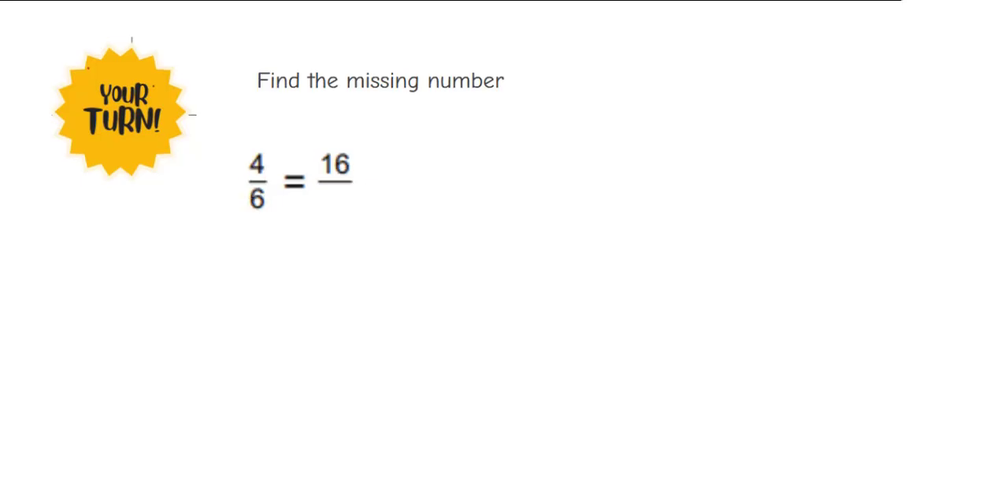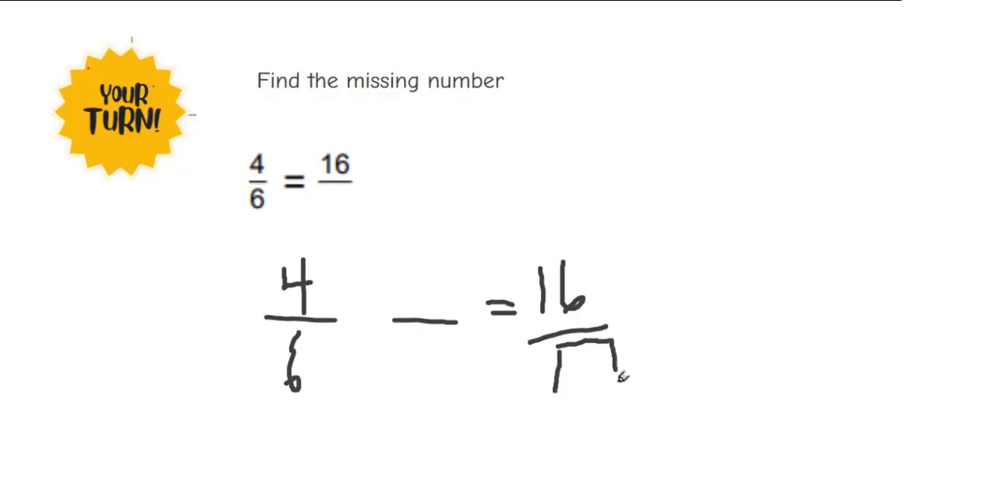We're going to find one more missing number. We have 4/6. I just want to lay it out for you on your paper so that you know what you're doing. And you're making it equivalent to 16 over something. That's your mystery number. What are you going to do to make an equivalent fraction? Pause the video and come back.